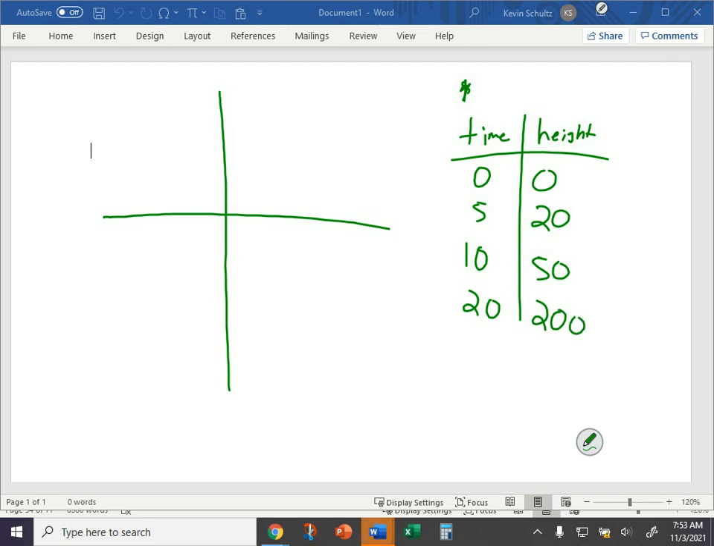It's 200, right? And so then you go to your coordinate plane and you plot these points. Here would be 0, 0. Here would be about 5, 20. I'm just estimating here. The accuracy isn't all that important. 10, 50 would be maybe right there, and then 20, 200 is going to be way up there somewhere, right? Okay, and then you can connect these points to get the general trajectory of the plane, and there you've got a graph. Poorly made graph, but a graph.